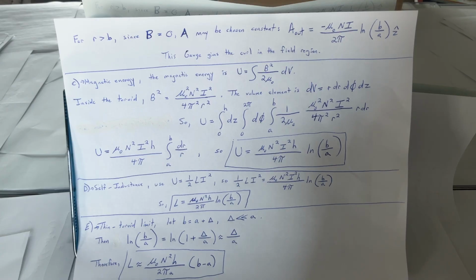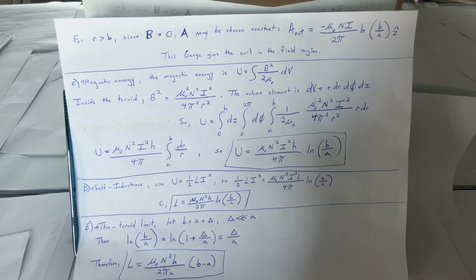For Part D, the self-inductance, we're going to use U equals 1/2 L I squared. So 1/2 L I squared equals mu naught N squared I squared H over 4 pi ln b over a. And performing the computation there, in algebra, isolating L, L equals mu naught N squared H over 2 pi ln b over a.